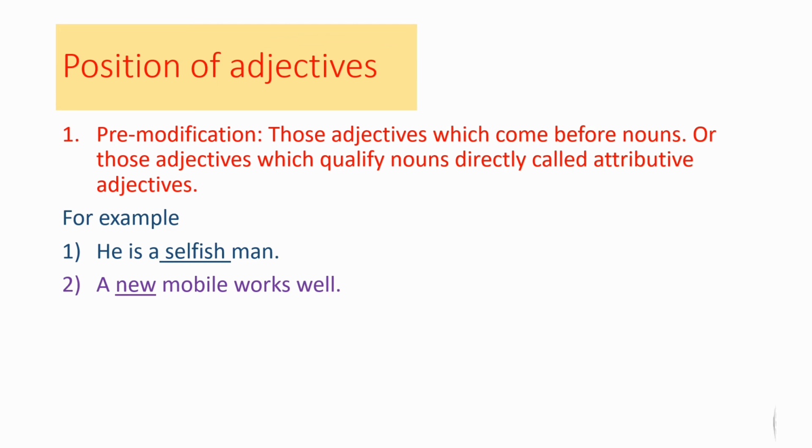Coming to the second example, which is: a new mobile works well. So new here is an adjective and it is called a pre-modification adjective because it comes before the noun mobile. It is also called an attributive adjective because it qualifies the noun mobile directly.